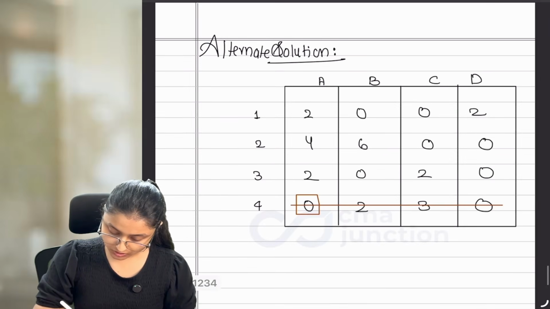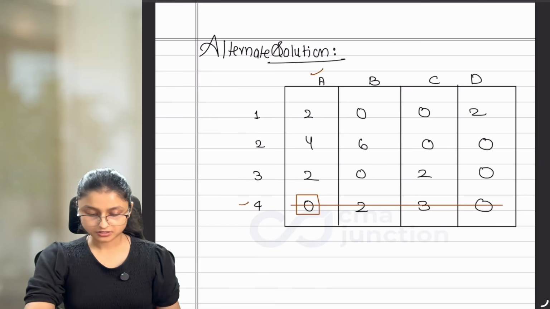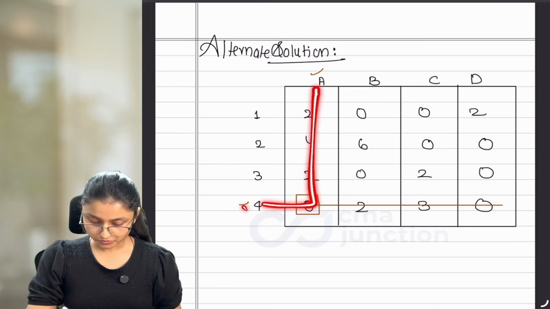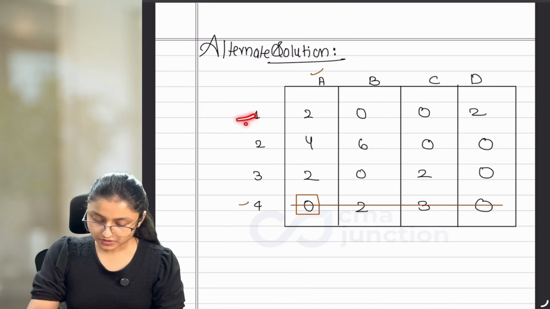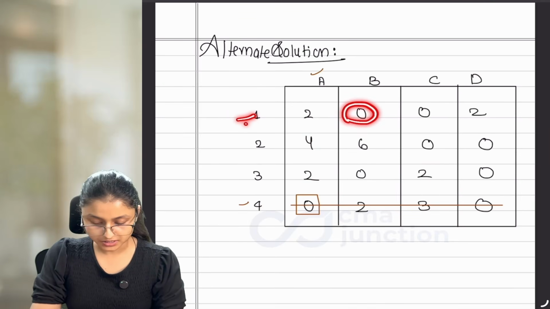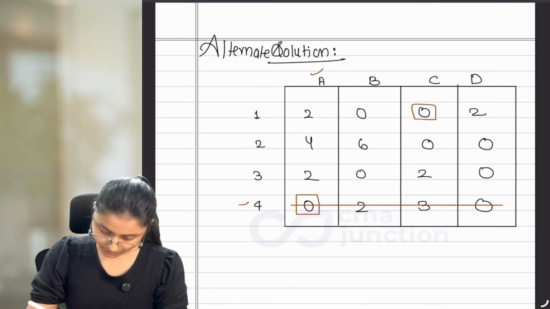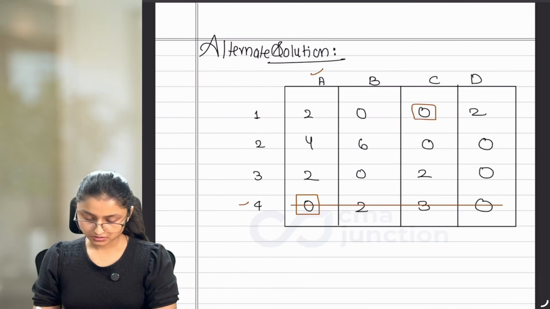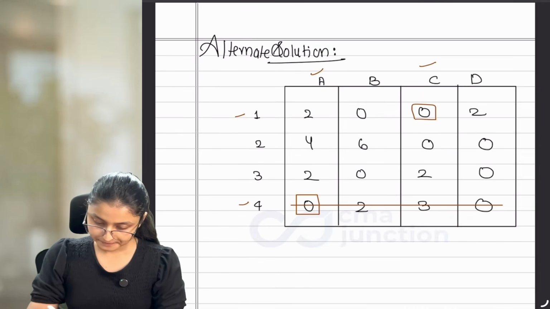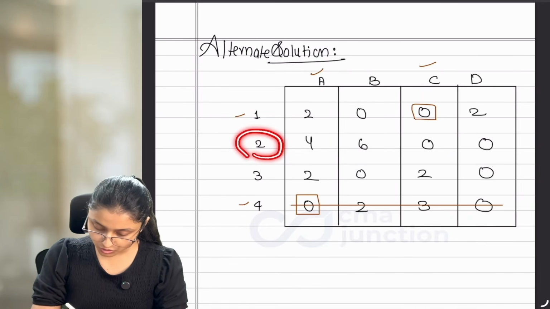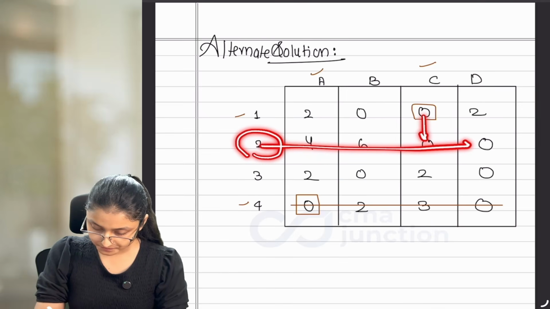But before that, what is already done? 4 and A is already done. 4 is allotted to A. So both of them are already assigned. Now let's move forward to 1. For 1 we chose this one earlier. Now I am choosing this one. If I do this, then 1 and C is booked. Now if you notice, for 2, I am left with only one option.